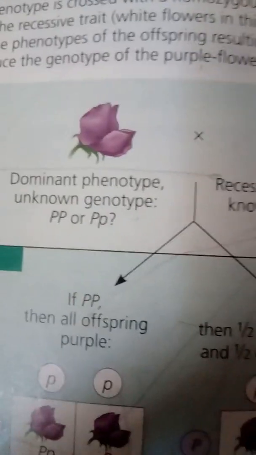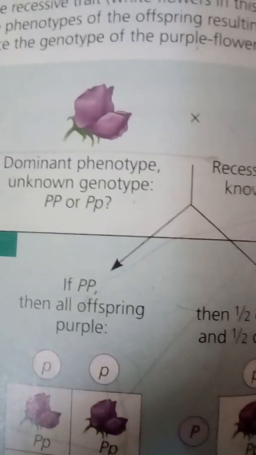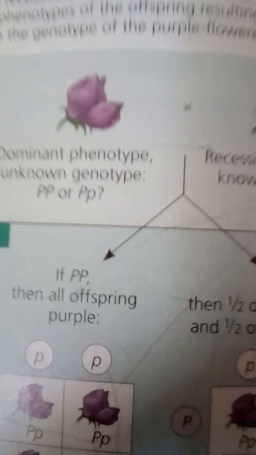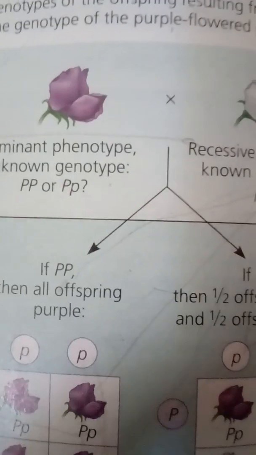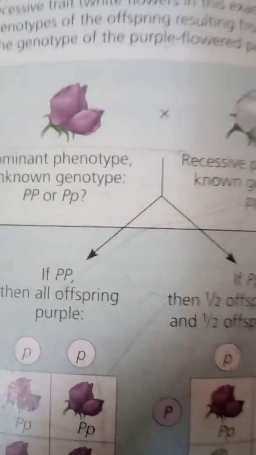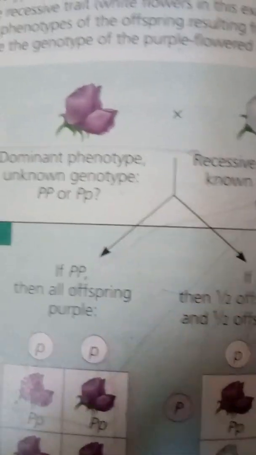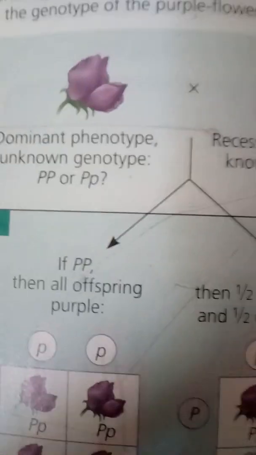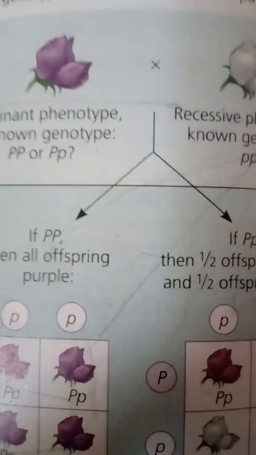In a test cross, the individual with the unknown genotype is crossed with a homozygous individual expressing the recessive trait, white flowers here in this example. By observing the phenotypes of the offspring resulting from this cross, we can deduce the genotype of the purple-flowered parent. Notice the results also.